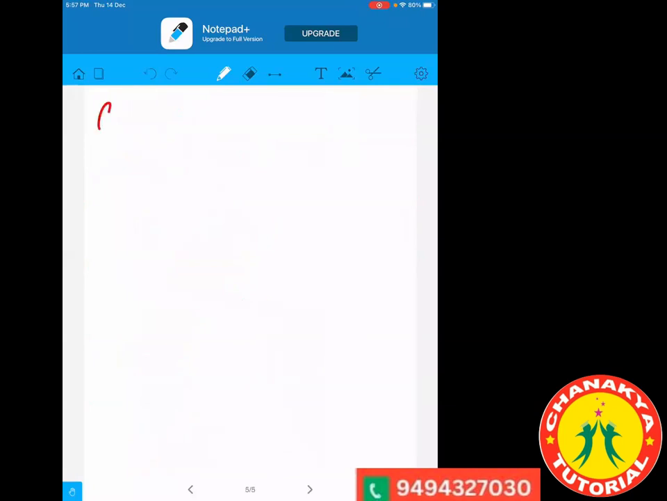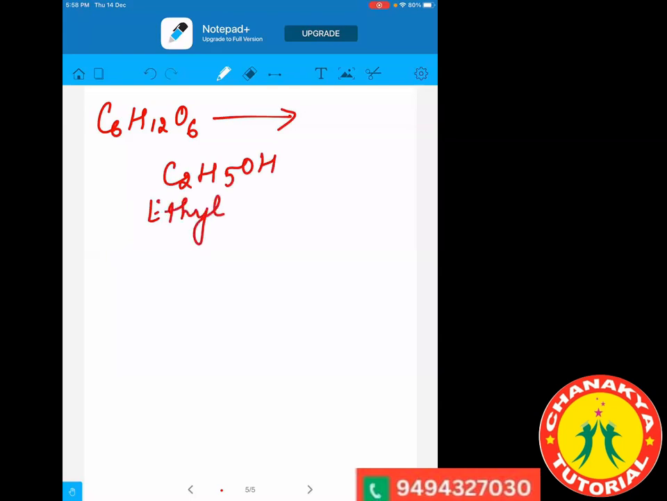They will be forming this from glucose. In the case of yeast, there will not be any oxygen, so the absence of oxygen is there. They form ethyl alcohol. The ethyl alcohol formula is C2H5OH. Plus they will be forming energy, plus they will be forming CO2. That is what we get in the case of anaerobic respiration in yeast.